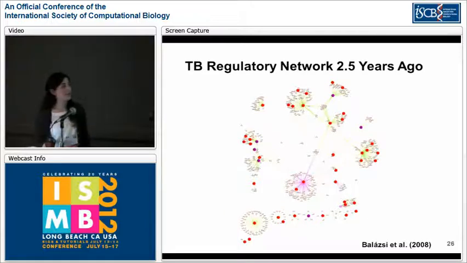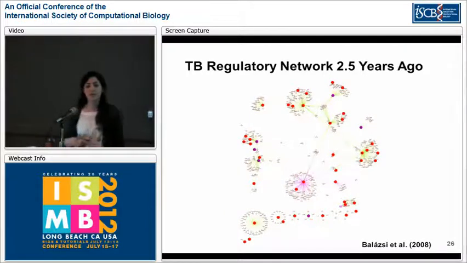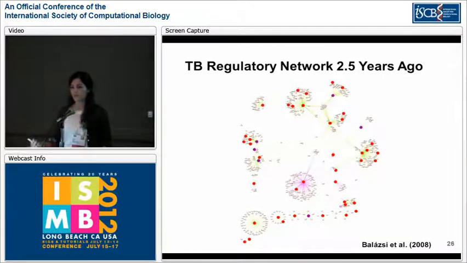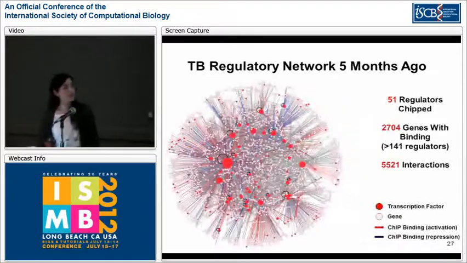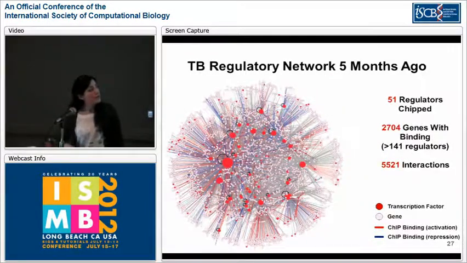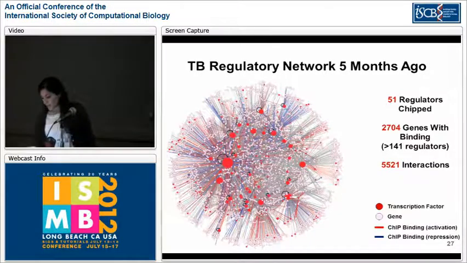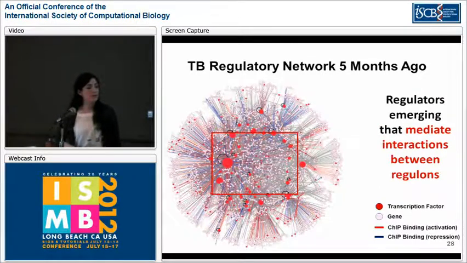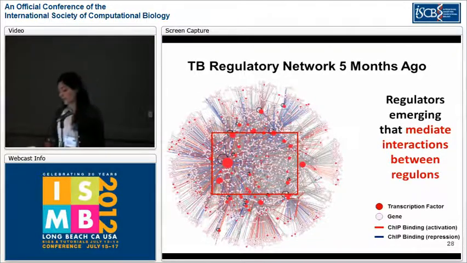So on a global scale, this is how the TB regulatory network looked around 2 years ago. With a quarter of the regulators being ChIP-ed, we now have this huge hairball, revealing thousands of new interactions connecting 2,700 genes. And we also see a lot of interactions between the regulators themselves, shown in red circles, so that some of the transcription factors basically mediate interactions between the regulons.